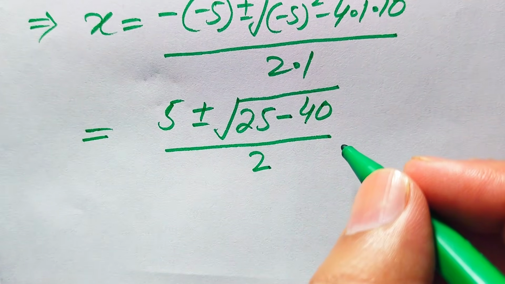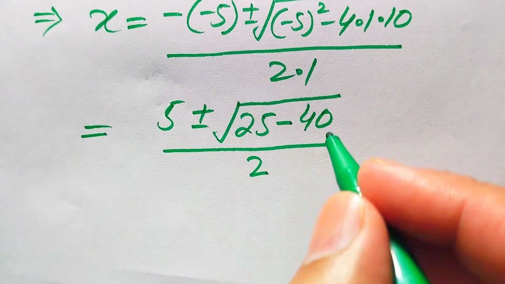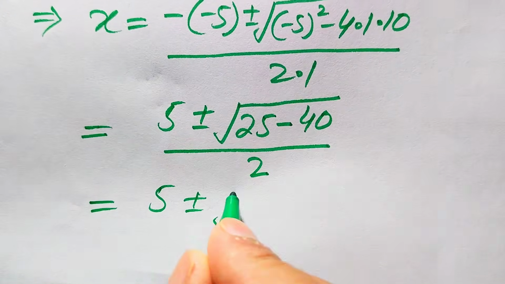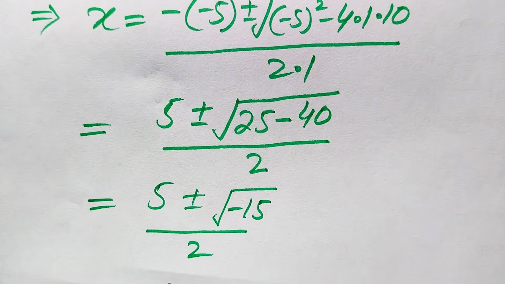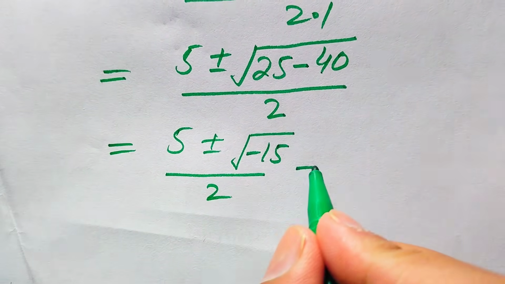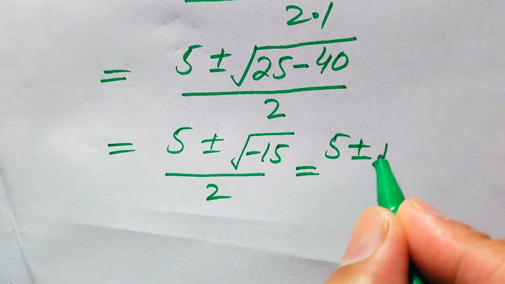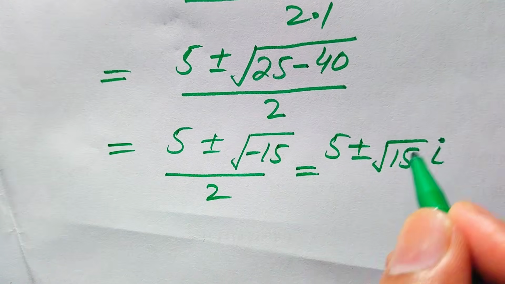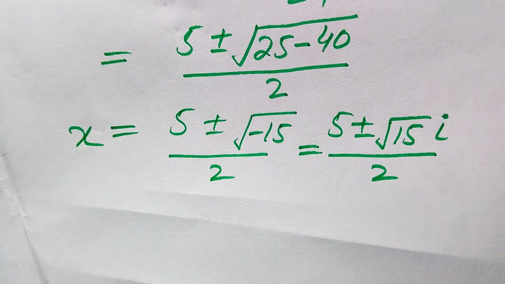Further we need to simplify these terms. When we subtract these two values, we obtain 5 plus minus square root of minus 15, divided by 2. Here you see that a negative sign appears inside the square root sign, so we write this negative sign as iota. So we have 5 plus minus square root of 15 times iota, divided by 2. This is the value of x.